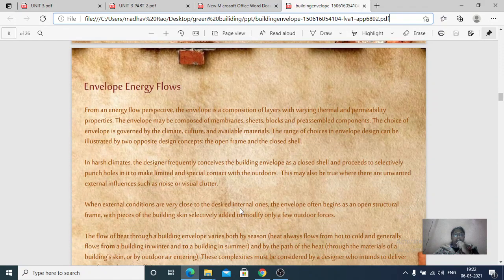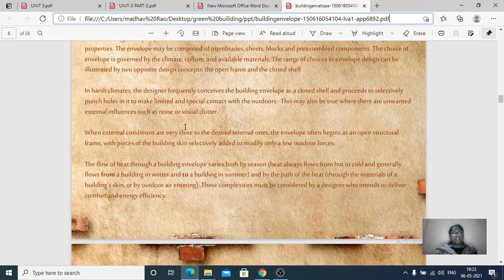So right here, envelope energy flows. Envelope energy flows means what we are going to consider here from an energy flow perspective. The envelope is the composition of layers with varying thermal and permeable properties. The envelope may be composed of membranes, sheets, blocks and permeable components. Whatever the frames and whatever the glasses and windows you will be using, that should be consuming less heat, right?